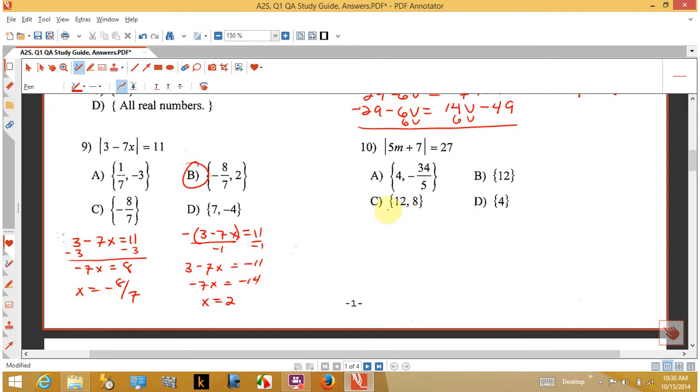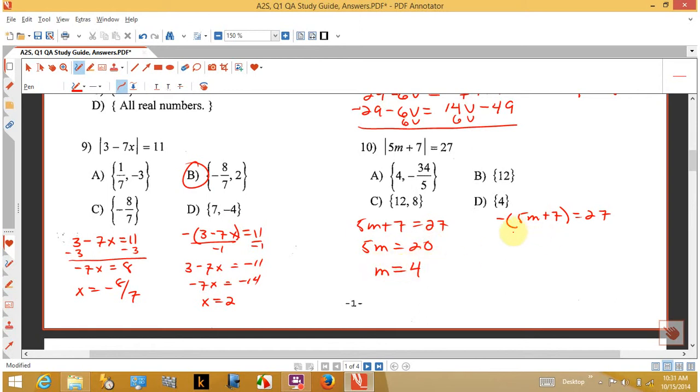Next problem. I have set up my two equations. 5m plus 7 is equal to 27, and the negative of 5m plus 7 is equal to 27. So I'm going to subtract 7 from both sides. I got 5m is equal to 20. Divide both sides by 5, I get m is equal to 4.